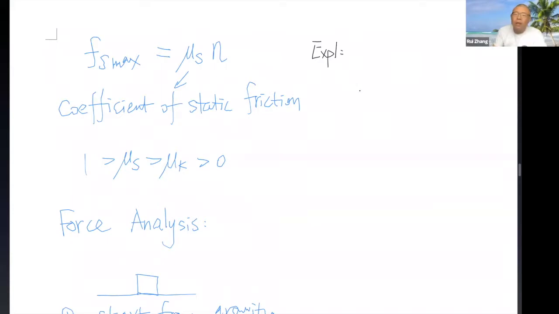So this example is the following. You have a box. The box is simply staying at rest on a surface. And we also know that the mass of the box is 3 kilograms. So the question is, what is the normal force on the box?